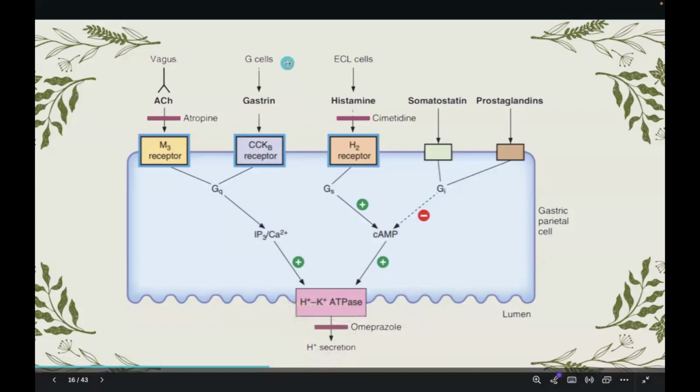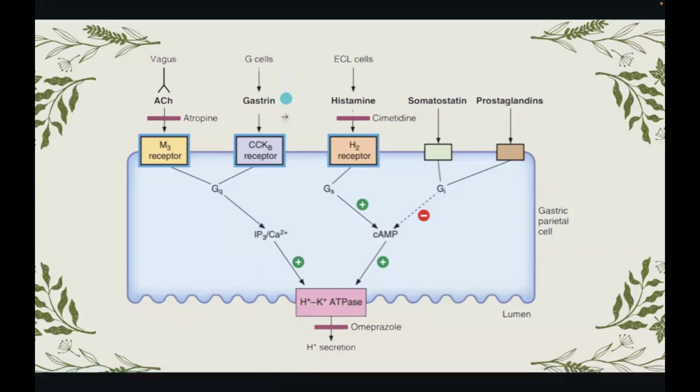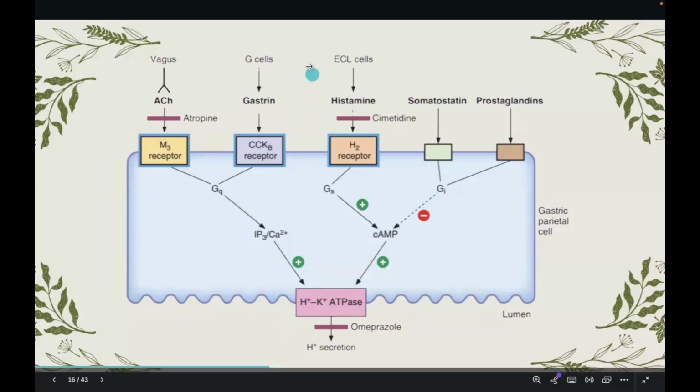Then you have the G cells. The G cells release gastrin. Gastrin binds to the CCK receptor. Again, you don't have to know the name. Then that goes and stimulates the proton pump to release hydrogen. Then you have the ECL cells. The ECL cells release histamine.